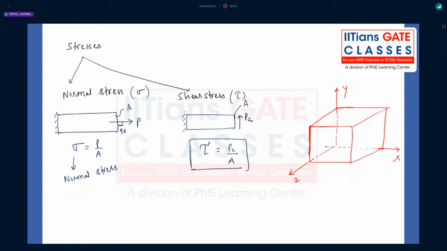Now, this will be my negative x. This will be my negative y. This will be my negative z. Getting my point? According to our standard sign conventions. Now, I am removing this part, because right now you know that.